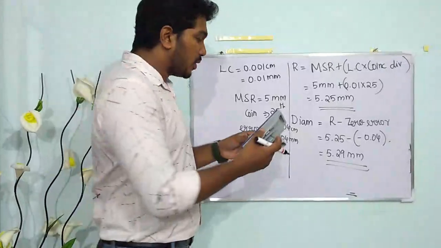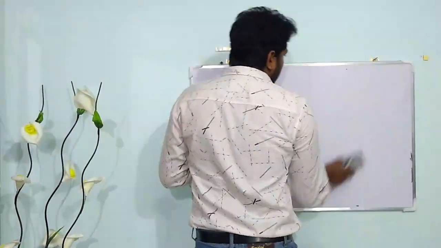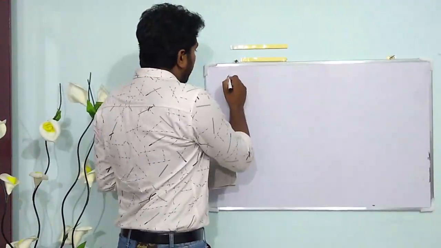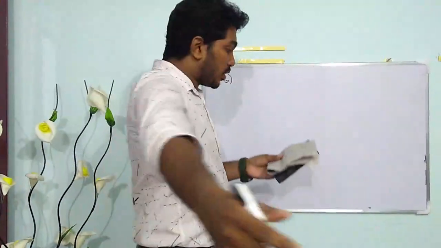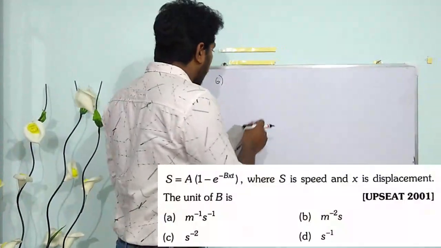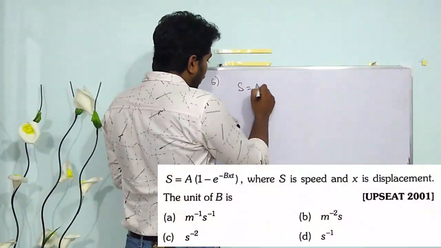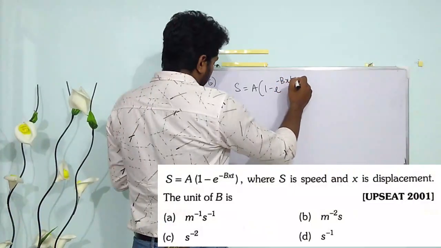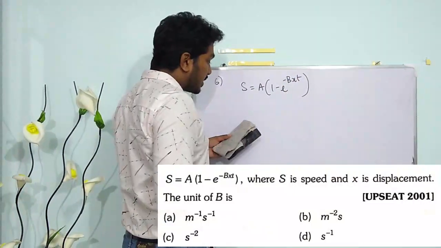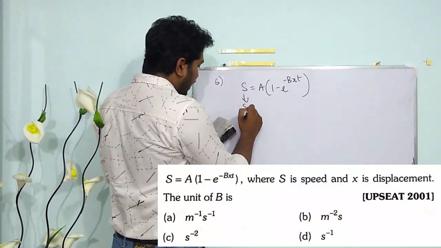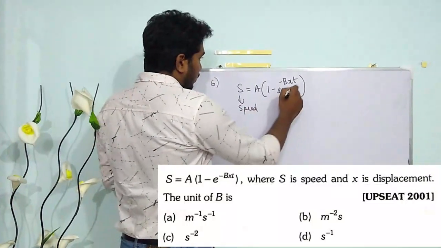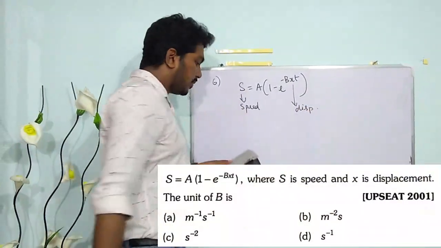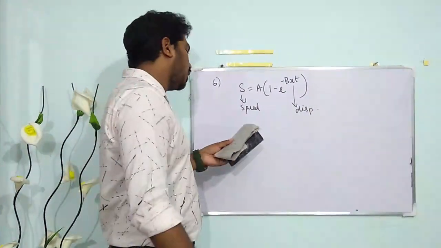Right, okay. So the next question, and that is question number 6, right? Okay. Now the next question is on the screen. S is equal to A into 1 minus e raised to minus bxt, where S is speed and x is displacement. The unit of b is?